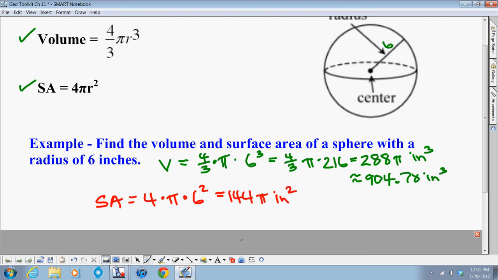And if you took 144 and multiplied it by pi, you'd wind up with 452.39. So it's approximately 452.39 inches squared. So those are your formulas: volume, surface area of a sphere.